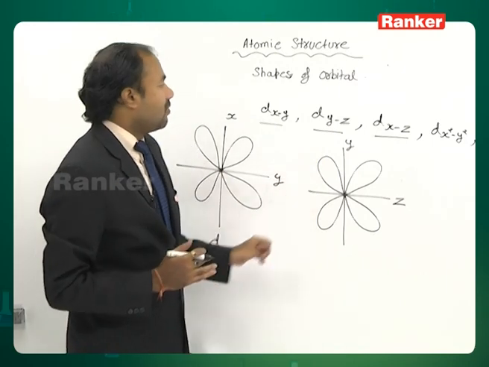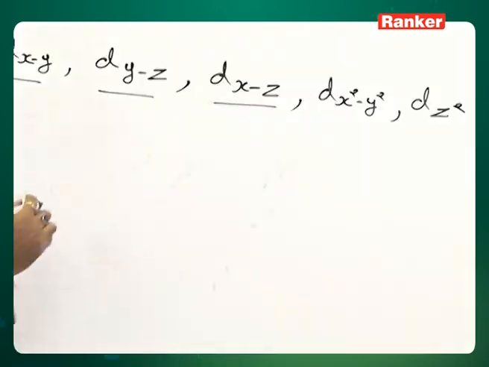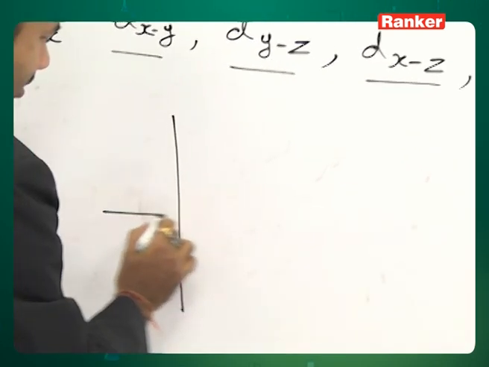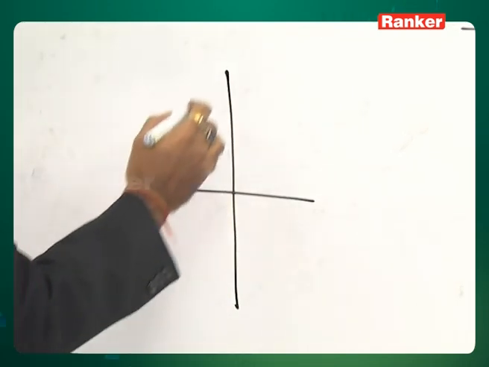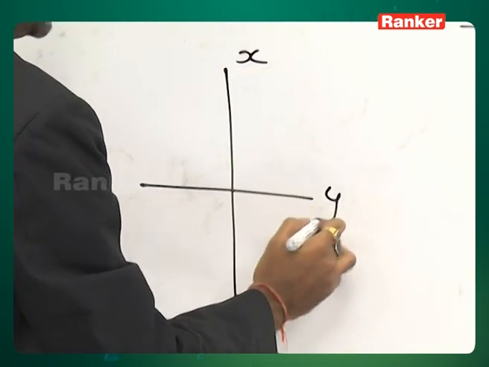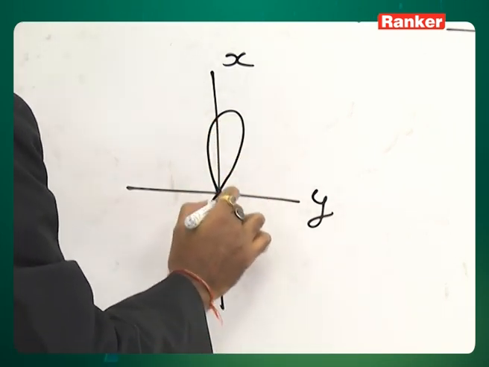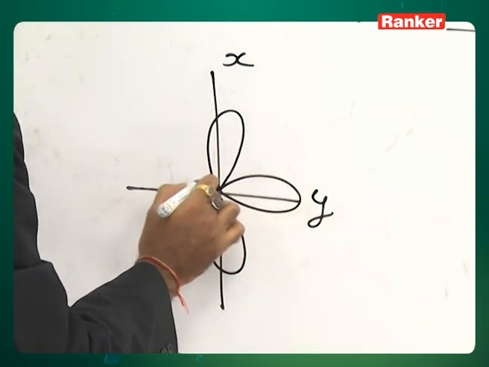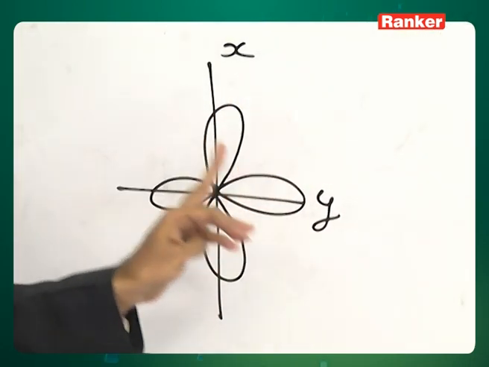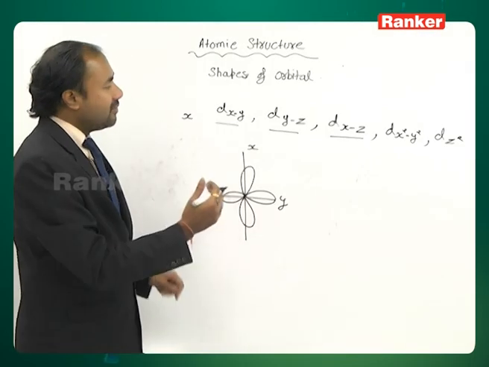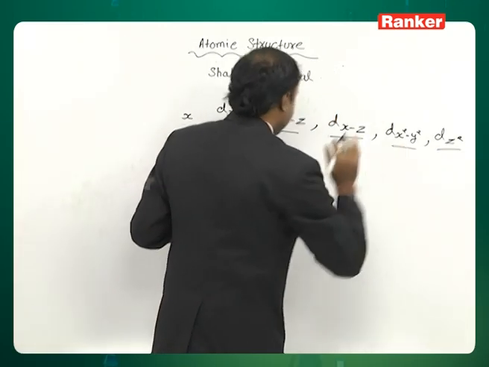Right? Come to the fourth one, which is the dx square minus y square orbital. See this one. dx square minus y square is the orbital which is oriented along the axis. Means if this is the x-axis and this is the y-axis, then dx square minus y square will be oriented along the axis like this. This orbital is known as the dx square minus y square orbital. Come to the fifth orbital, which is dz square. This we already discussed, dz square.